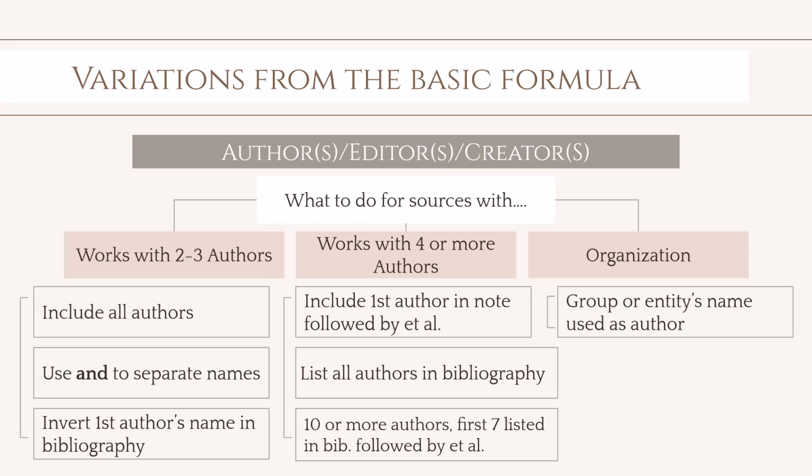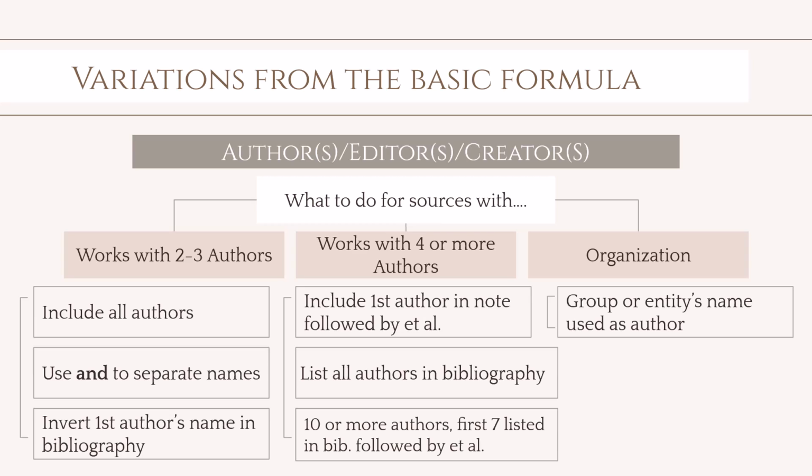Chicago Style does make a distinction in formatting depending on the number of authors or creators. When a work includes 2 to 3 authors, all authors should be included in the note using commas and the word "and" separating the last 2 authors. For the bibliography, only the first author's name should be inverted, while the other authors follow the standard order of first name followed by last or surname.